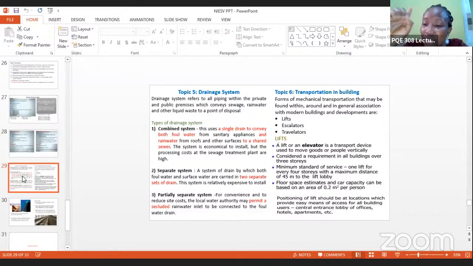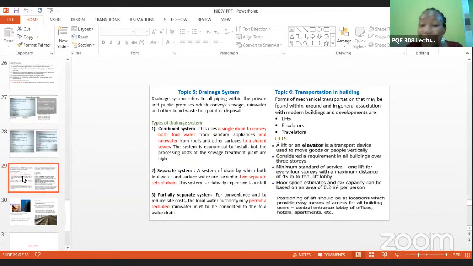I hope you understand what I'm talking about. Because you are using just a single drain system, which is a combined system, you are not separating the water coming from your toilets, from your sanitary appliances, from water coming from your roof during rainfall. You are not separating them. You are collecting them together. That is why we are saying it's combined. Of course, it is economical because you are using lesser pipe. It is economical to install. You are really not going to use so much money.